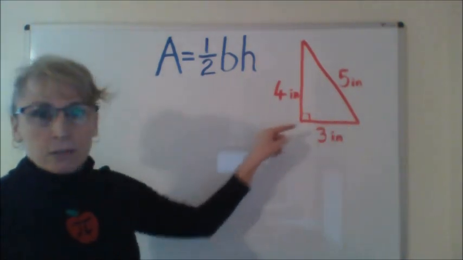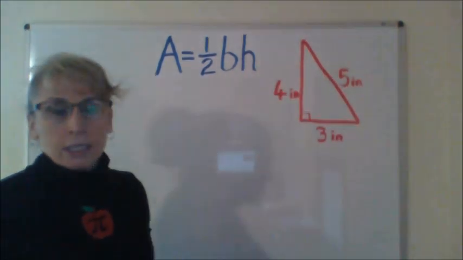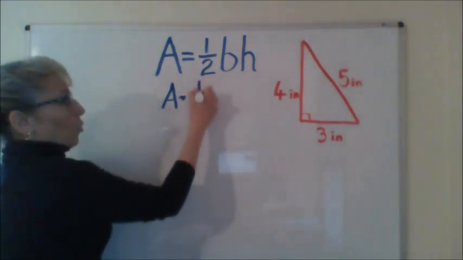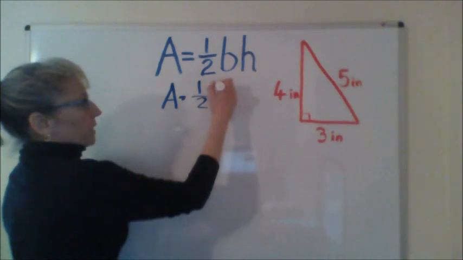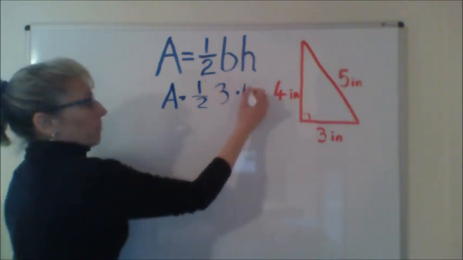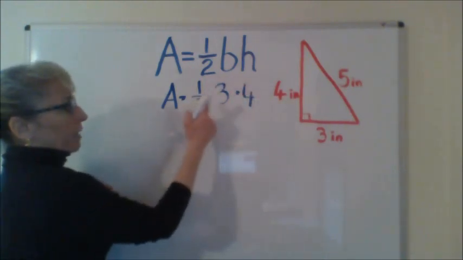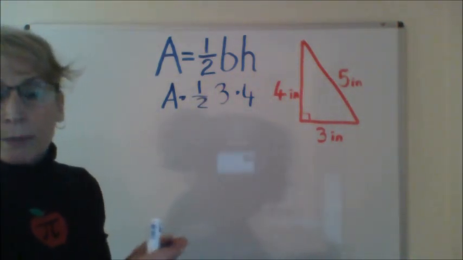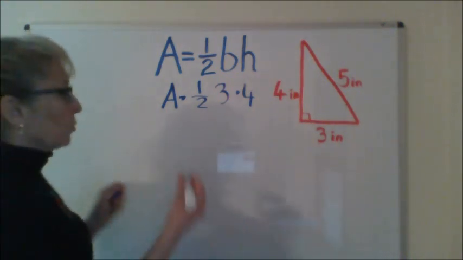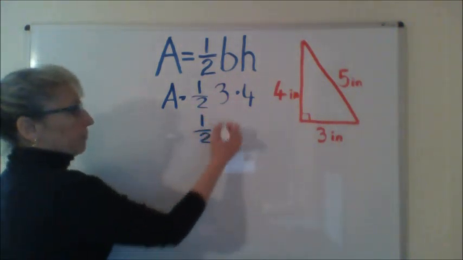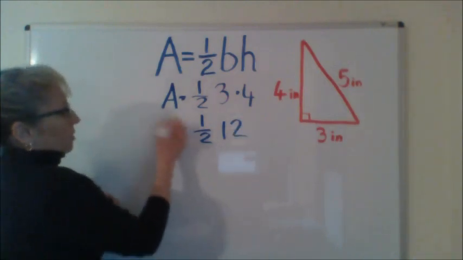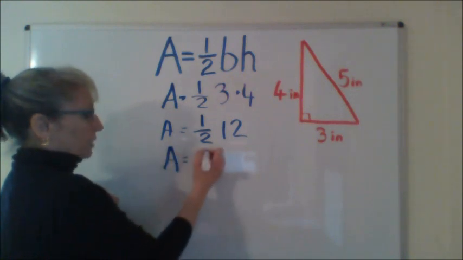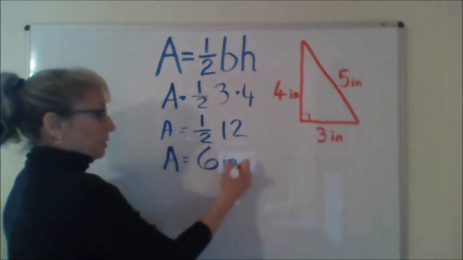We only need to know what the base and the height is to find the area. So I'm going to use the base of 3, the height of 4, and plug it into our formula. So I've got area equals 1/2 base of 3, height of 4. So I need to multiply 1/2 times 3 times 4. And when we're multiplying, we can multiply in any order. So I'm going to multiply 3 times 4 first, and I'm going to get 12. So now I'm looking for 1/2 of 12. And I know that 1/2 of 12 is 6. So the area of my triangle is 6 inches squared.